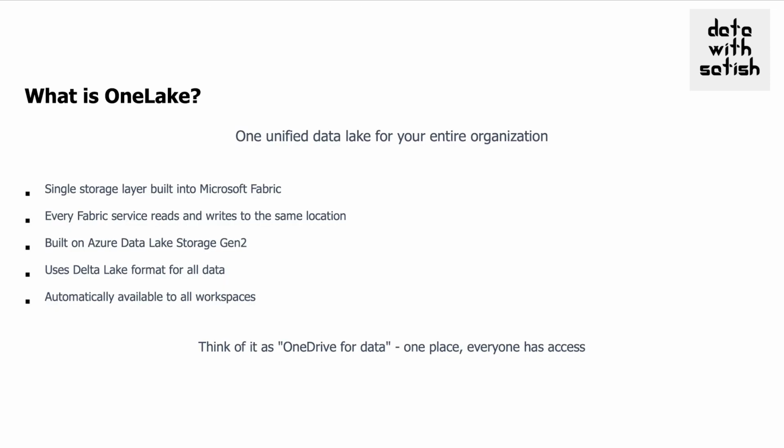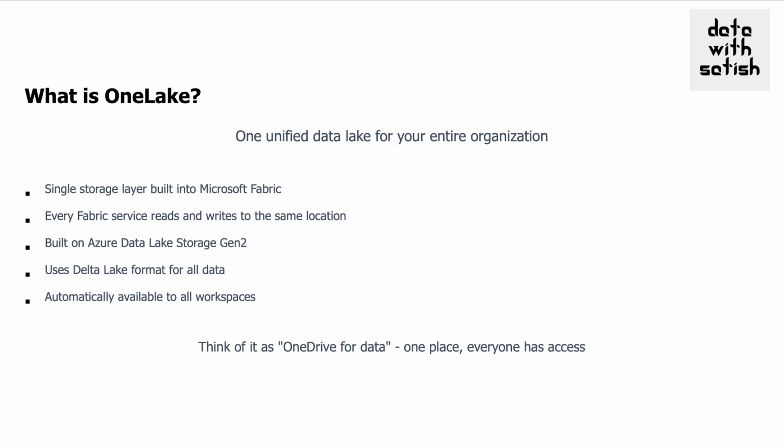So what is OneLake? OneLake is a single unified data lake for your entire organization. It's built directly into Microsoft Fabric. It's a single storage layer where every Fabric service reads and writes to the same location. It's built on Azure Data Lake Storage Gen 2, so it's enterprise grade and scalable. It uses Delta Lake format for all data, and it's automatically available to every workspace in Fabric.